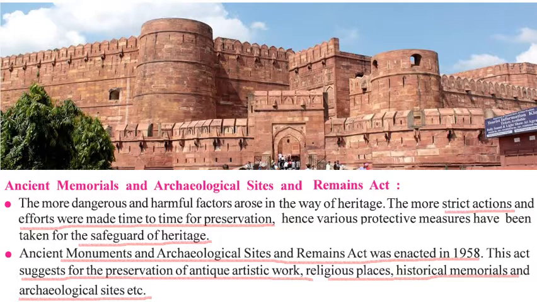The Ancient Monuments and Archaeological Sites and Remains Act was enacted in 1958. This suggests the preservation of antique artistic work, religious places, historical memorials, and archaeological sites. So these are the things which are included in the protection of this particular act: antique works, religious places, historical memorials, and the archaeological sites.